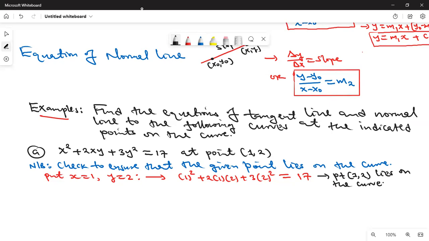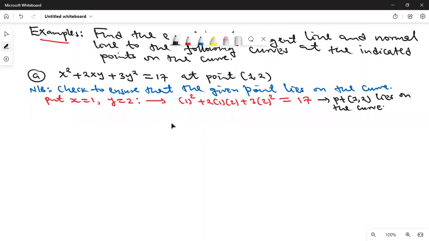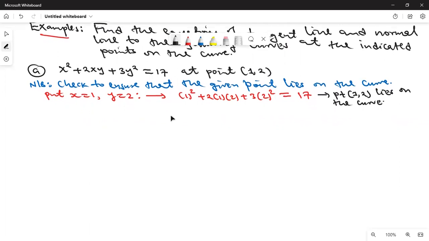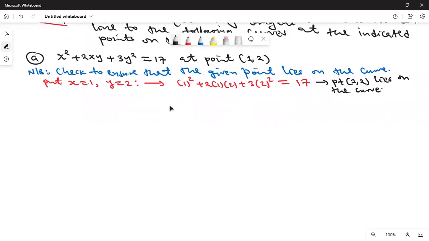So now we can proceed to find the equation of tangent and normal line. Now let's find dy/dx. Look at our function. This is an implicit function, and you know how to differentiate implicit functions. You don't need to make y the subject. We are going to use implicit differentiation.